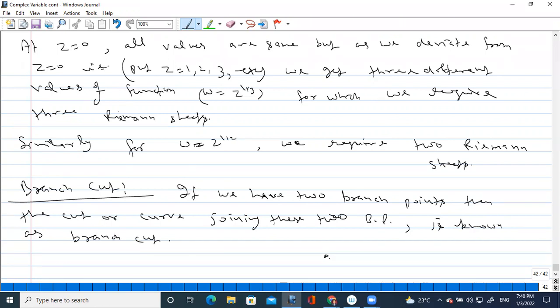Okay, suppose this is a branch point Z0, this is a branch point Z01. So these are two branch points. So just a line joining these two is known as branch cut. So it can be a curve also. Whatever you join these two points, that is known as branch cut. Okay. Simply you can join them by a curve or you can join them by a line. So these are known as branch cut, joining two branch points. This is also a branch point. Okay, note it down.